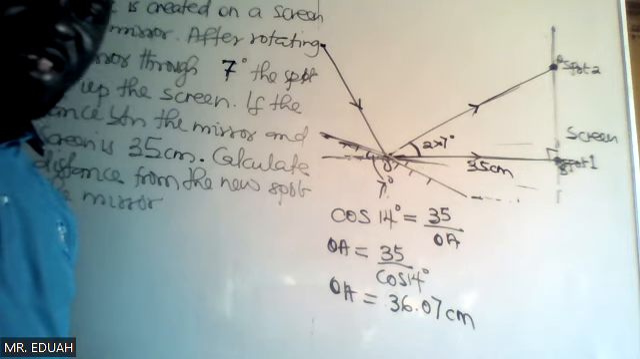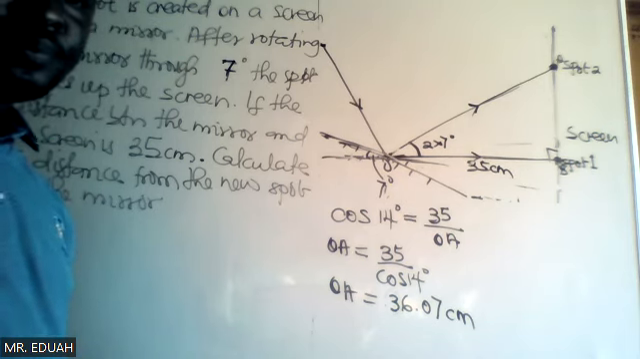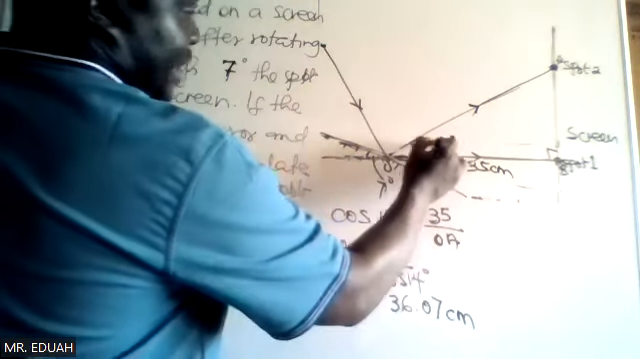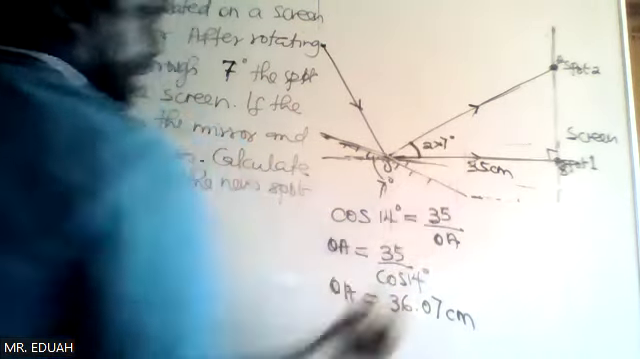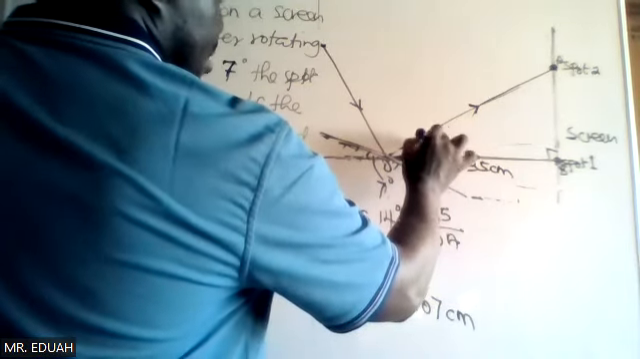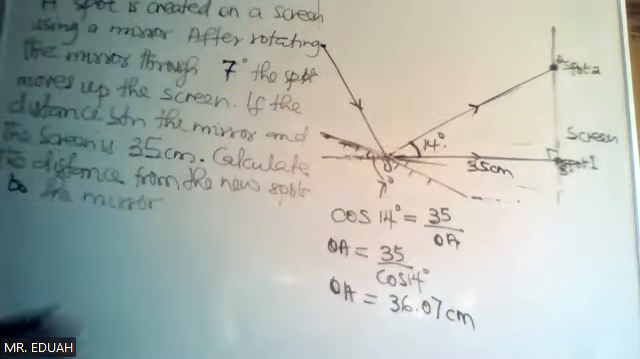Can you go over why it's cos 14 and the rest? Oh, I'm sure you understand how we got the 14. Yes. Okay.